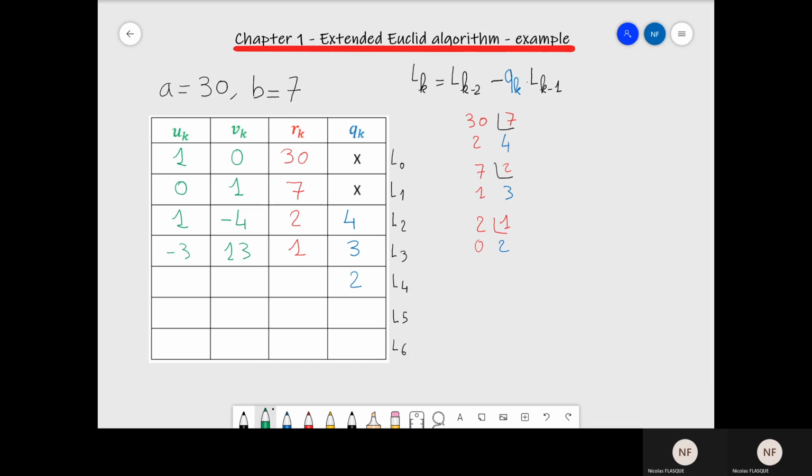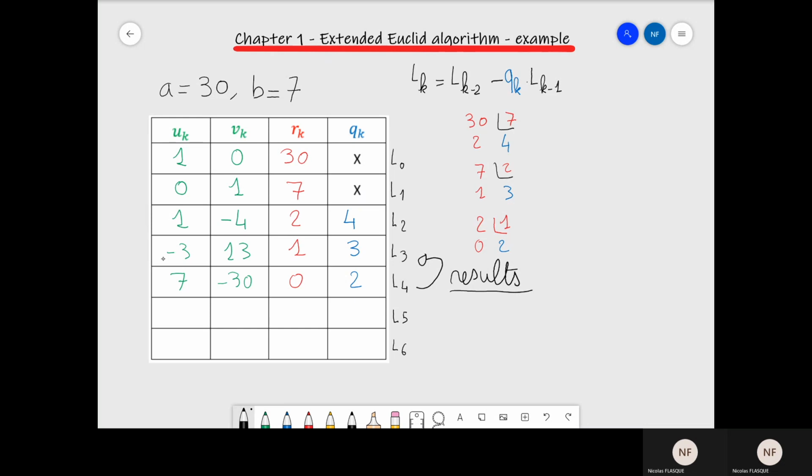Let's go for the last calculation. U4 is 1 minus 2 times minus 3, which is plus 6. So it's 7. V4 is minus 4 minus 2 times 13. 2 times 13 is 26, so it's minus 26 minus 4 is minus 30, and then R4 is 2 minus 2 times 1, which is 0. So when the remainder is equal to 0, the algorithm is over, and we know that we've got the results we want on the line which is just above the one where a 0 appears in the Rk column.